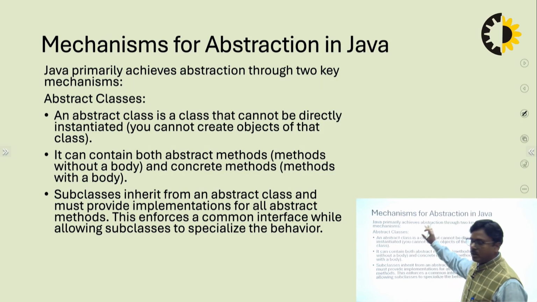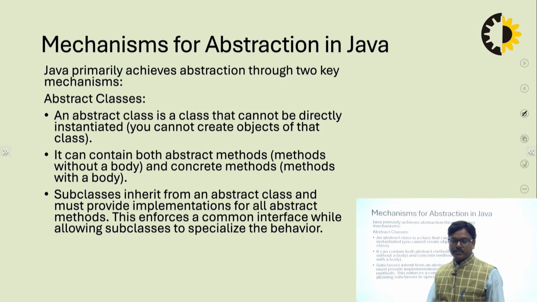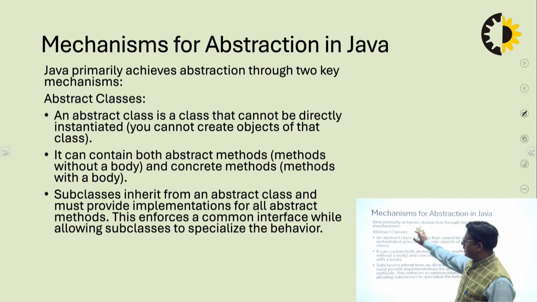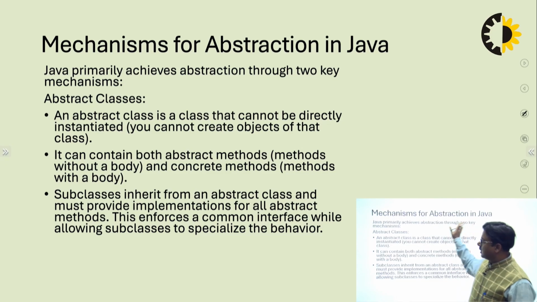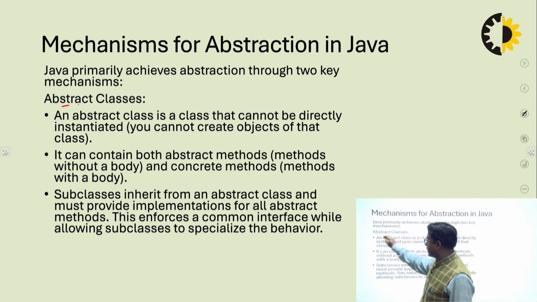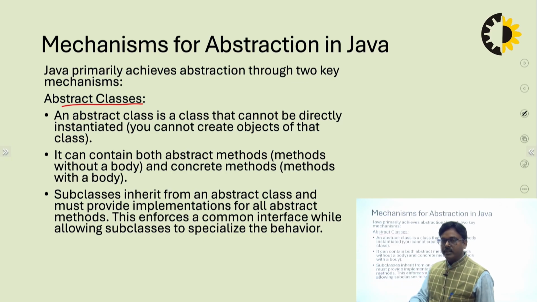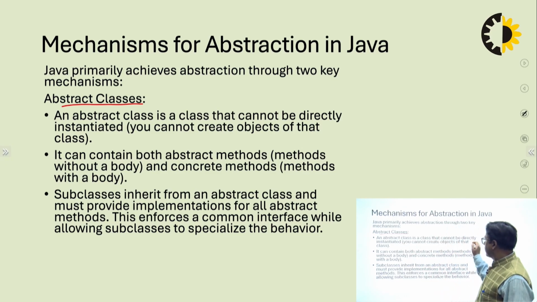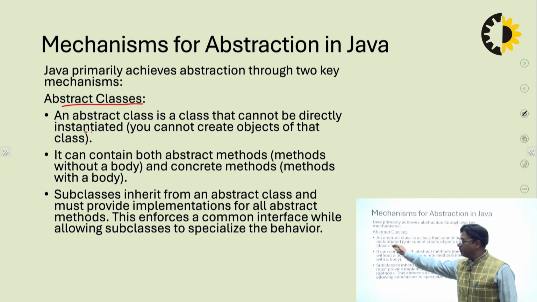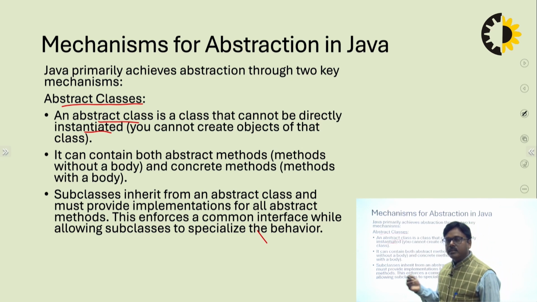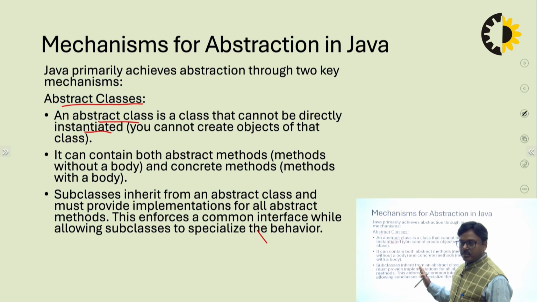Now, what will be the mechanism of abstraction? How will this be done? We will study here that Java primarily achieves abstraction through two key mechanisms, that is the abstract class and another is the interface. So here an abstract class is a class that cannot be directly instantiated. This is the important property of an abstract class. It cannot have any instance of that class. This is what this statement is explaining here.